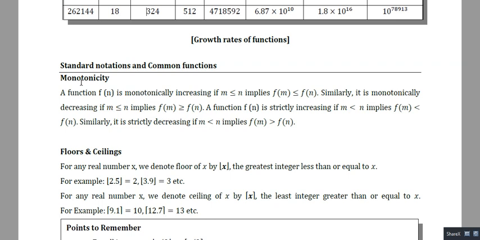Okay. For example, we will take f(x) equal to x square, right? It is a monotonic increasing function. Why? Because f(2) is greater than f(1), because f(2) value is 4 and f(1) value is 1. Right? But if we take f(x) equal to 1 by x, that is a monotonic decreasing function, right? Because f(1) will be 1 by 1, which is 1, and f(2) will be 1 by 2. So f(2), the value 1 by 2, is less than 1. So that is a monotonic decreasing function, right?